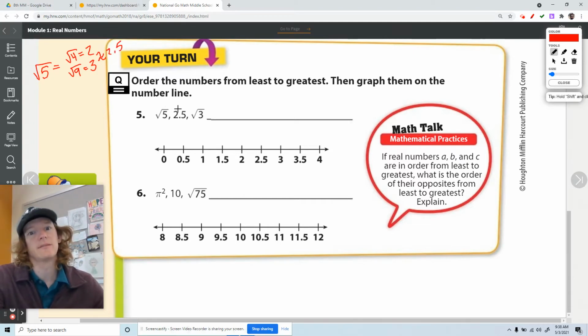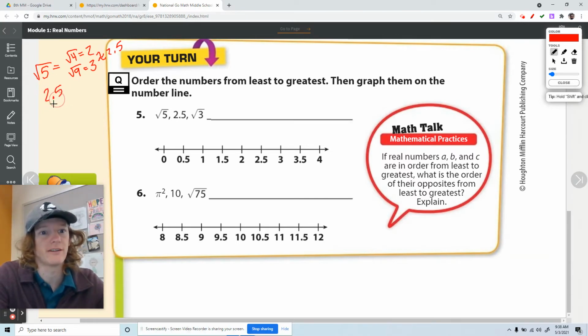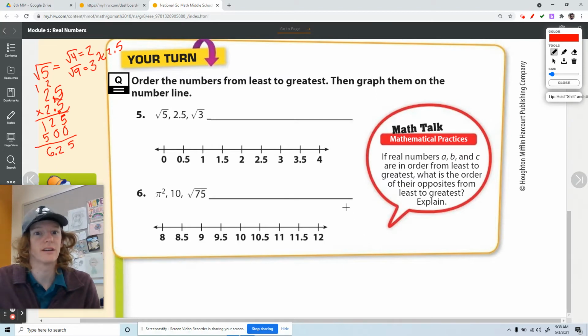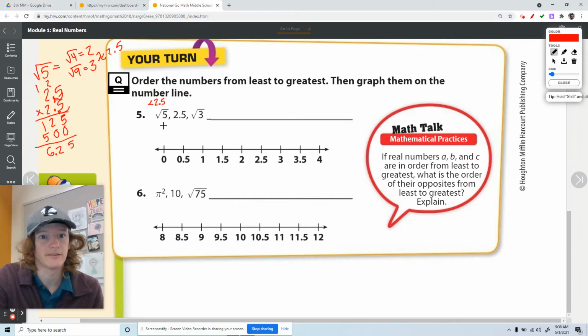Unfortunately, we kind of run into an issue here with the square root of 5. If we say it's 2.5, we already have a 2.5. So let's figure out what 2.5 times 2.5 is, and let's see if this is bigger or smaller than 5. 5 times 5 is 25. 5 times 2 is 10, 11, 12. Add our 0. We're in the tens place now. 5 times 2 is 10. 4 plus 1 is 5. 5, 2, 6. Move our decimal over 1, 2 times. So 2.5 is actually too big, okay? Which means the square root of 5 is less than 2.5.